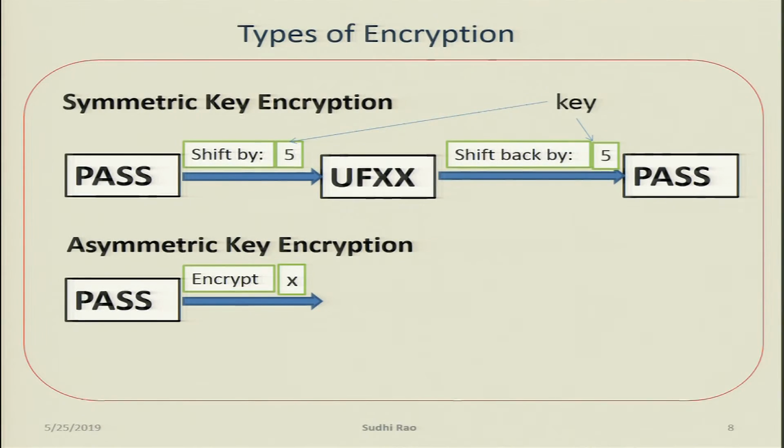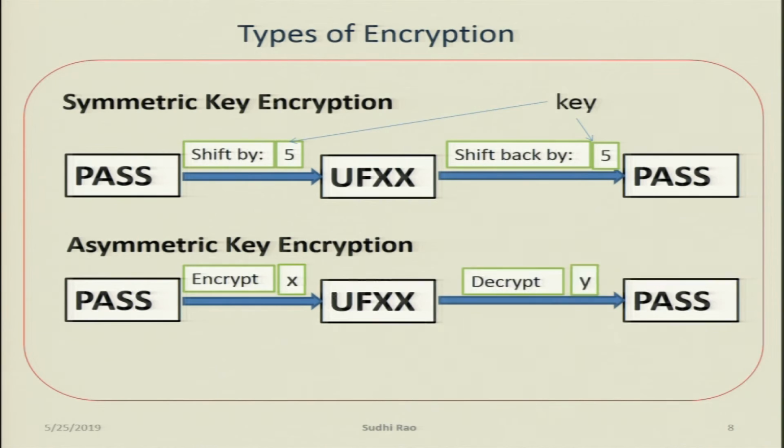So, there are many hybrid systems which use asymmetric encryption for a part of it, and use symmetric key encryption, SSL being an example, we will see that, but in essence that is what asymmetric encryption is. We use one key to lock, one key to encrypt, another key to unlock, or another key to decrypt. Say I use X as my key to encrypt, you get the ciphertext UFXX, you use a different key Y to decrypt it.